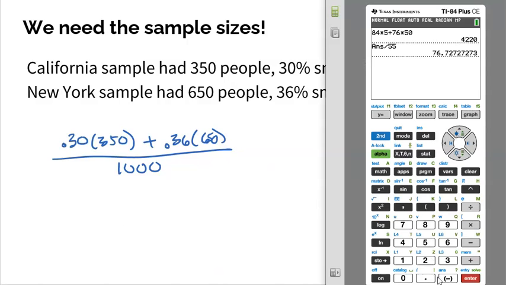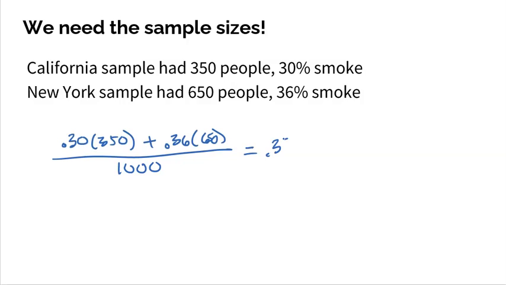So again, grab a calculator if you need to, 0.3 times 350 plus 0.36 times 650, and this is going to get us the total number of people that smoked between both samples. That's the 30% of the 350, and that's the 36% of the 650. That's our total number that smoked, divided by the 1,000 people. Don't even really need a calculator for that, but 0.339. So it's close to 33%, but it's not. It's going to be slightly higher or closer to the 36% because that value was weighted more.